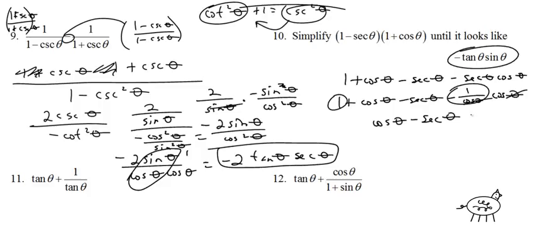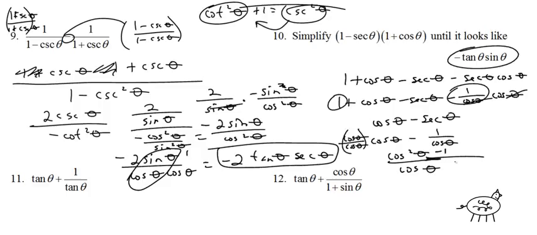Well, I still need to get it to look like that, in sines and cosines. So cosine of theta minus 1 over cosine of theta. And then, of course, we're going to get a common denominator, so I'm going to multiply this by cosine of theta over cosine of theta. So I get cosine squared of theta over cosine. Actually, let me put the whole thing. Right, it's cosine squared of theta minus 1 over cosine of theta.